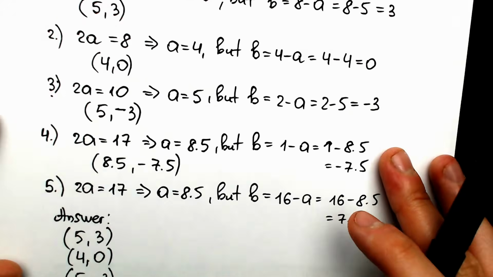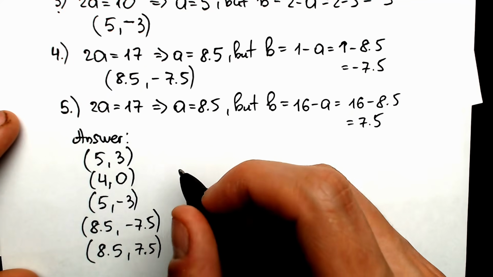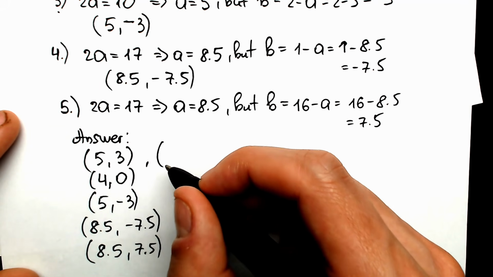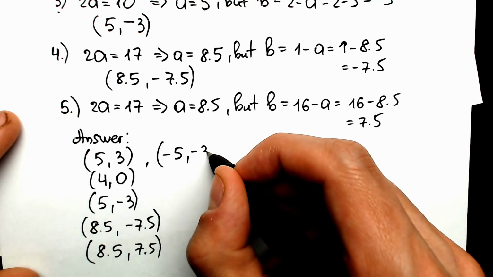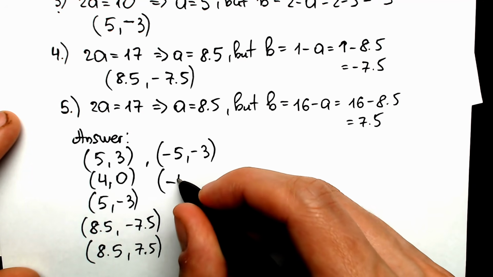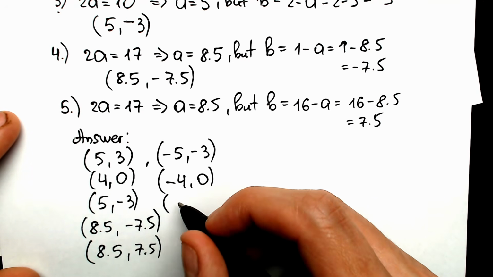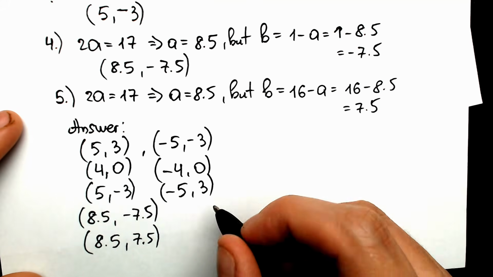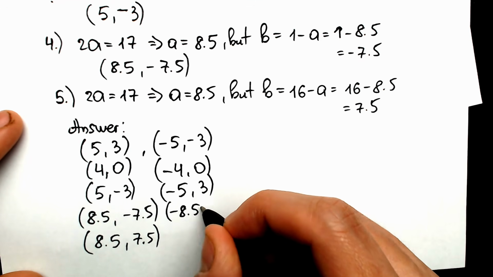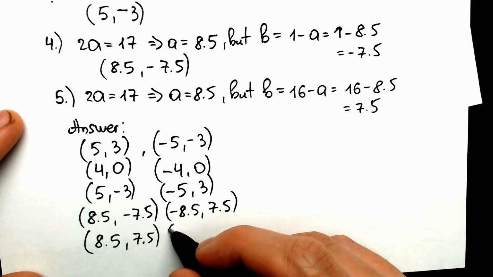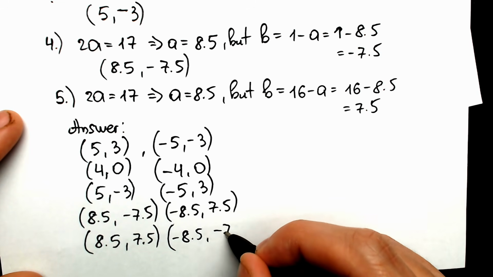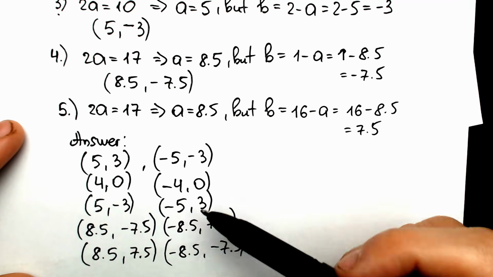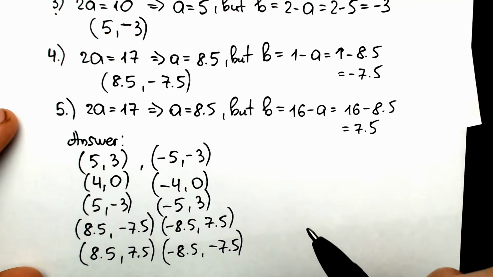So this is our positive branch, but right here on the right side we can write our negative branch. We can write minus 5, minus 3. We're going to change all the signs to the opposite one. So minus 4 and 0. We have minus 5 and 3. We just change the sign to the opposite. We have minus 8.5 and 7.5. And the last one, minus 8.5 and minus 7.5. So basically we have 10 roots and 10 solutions to this question.